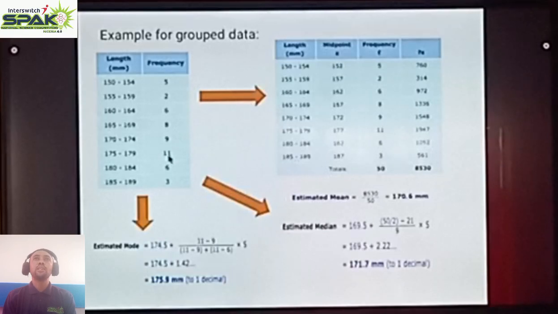Then we have the difference between the frequency of the modal class and the one before, and the frequency of the modal class and the one after. So we have 11 minus 9, 11 minus 6. So 11 minus 9 will be the numerator, while the denominator will be the sum of the two, 11 minus 9 plus 11 minus 6. Then you multiply by the class size, which is 5. When you simplify this further and solve, you arrive at 175.9 millimeter, to 1 decimal place. So you can also verify that answer.